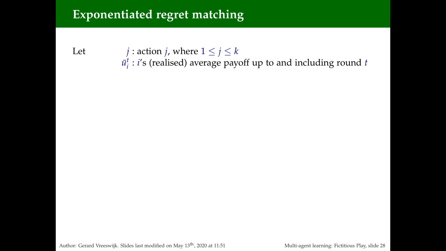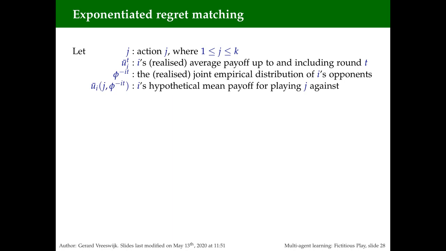So we're rehearsing some terminology and notation here. If we have an action j, then U bar sub i sub t is player i's realized average payoff up to and including round t, and phi sub minus i,t is the realized joint empirical distribution of i's opponents. And then mu bar sub i of j against phi sub minus i,t is player i's hypothetical mean payoff for playing action j against this joint empirical distribution of i's opponents. And then, as usual, R bar sub i,t is player i's regret vector in round t.